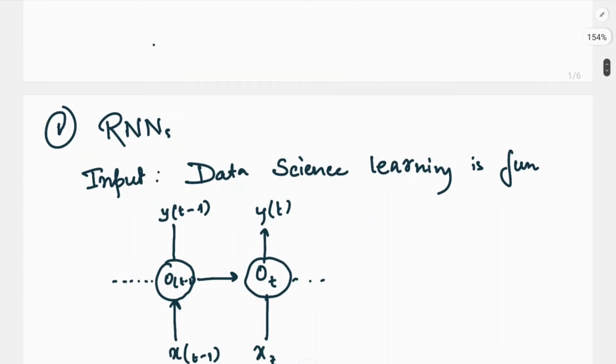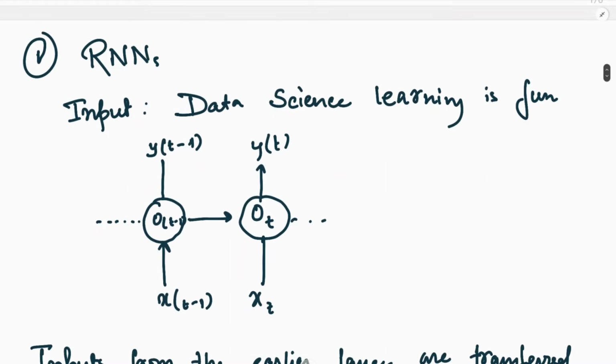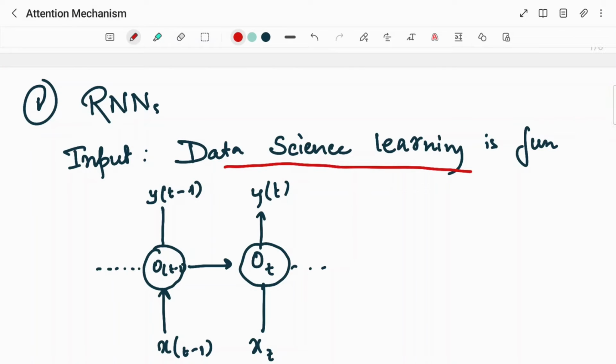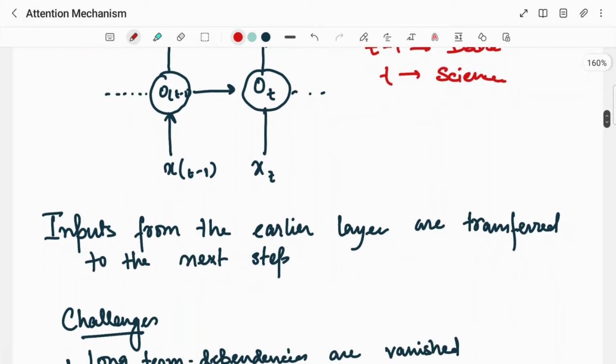Before the advent of transformer based models, sequence modeling or NLP based tasks were performed using the RNN architecture, recurrent neural networks. These can perform sequential processing, which means they accept a token one by one. For example, our input is data science learning is fun. At time step t minus 1, say we are processing data. Then in the next time step t we shall process science, and so on and so forth. So this goes in a sequential manner. At any given time step we have only one input token. This is what sequential processing is about.